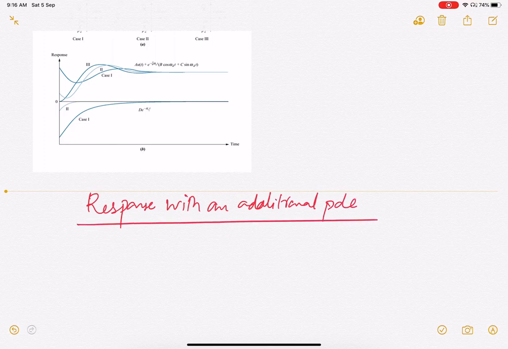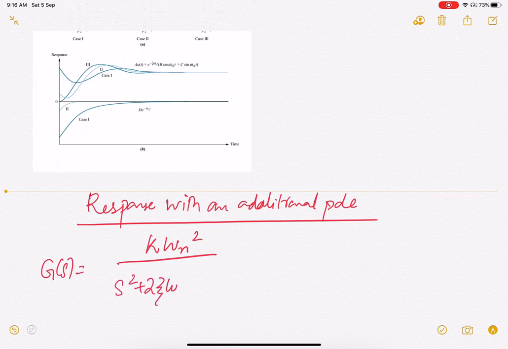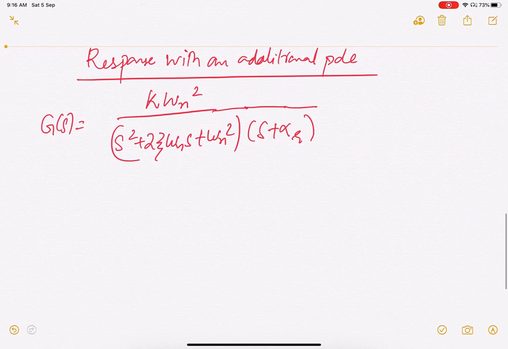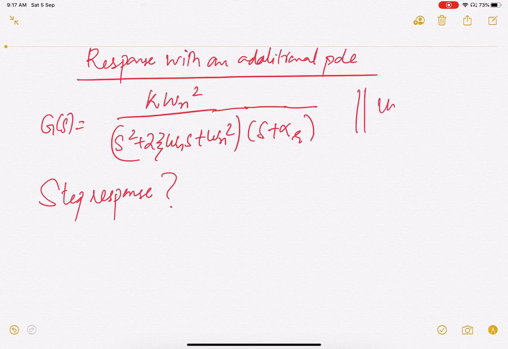So suppose you have an order 3 system, like k omega n squared divided by s squared plus twice zeta omega n s plus omega n squared, and there is one more real pole, right? Suppose we call it s plus alpha r. So what is going to be the step response? Can you analyze this step response in terms of the response of the second order system that you have already seen? Let us suppose this is underdamped, because we have seen the underdamped response in more detail. So can we quickly see what C(s) would be like?